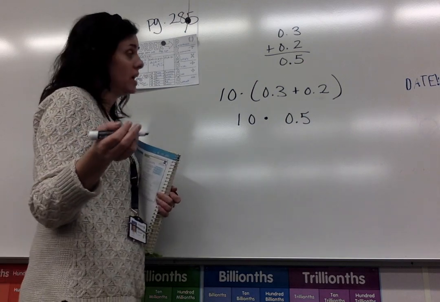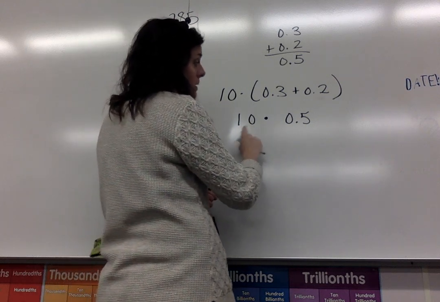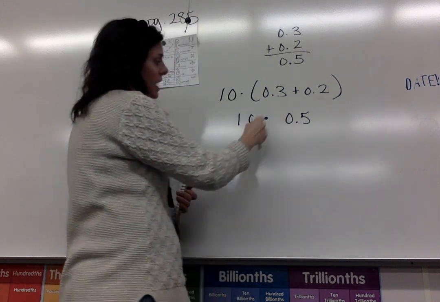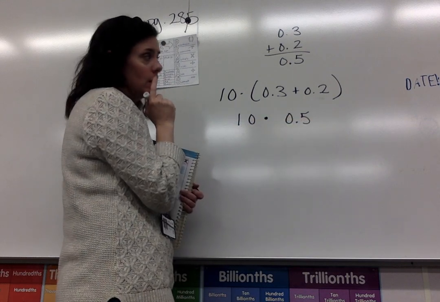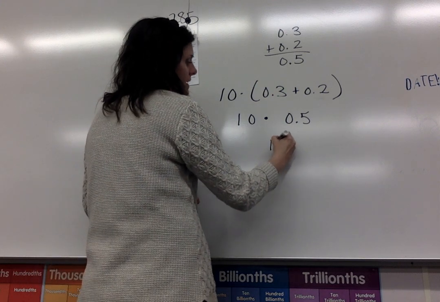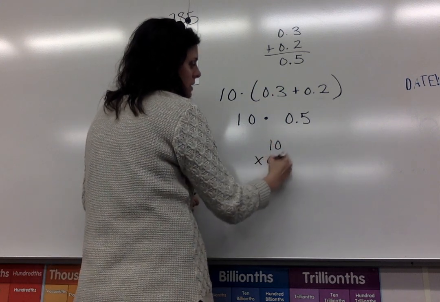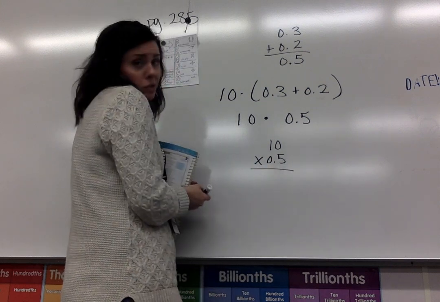Some of us can do this in our head, right? I could say, well, I know it's 1 times 5, and then I've got a 0, which is going to tell me that I'm moving my decimal over 1. But if we can't do it in our head, that's okay. Let's write it out. So I've got 10 times 0.5.